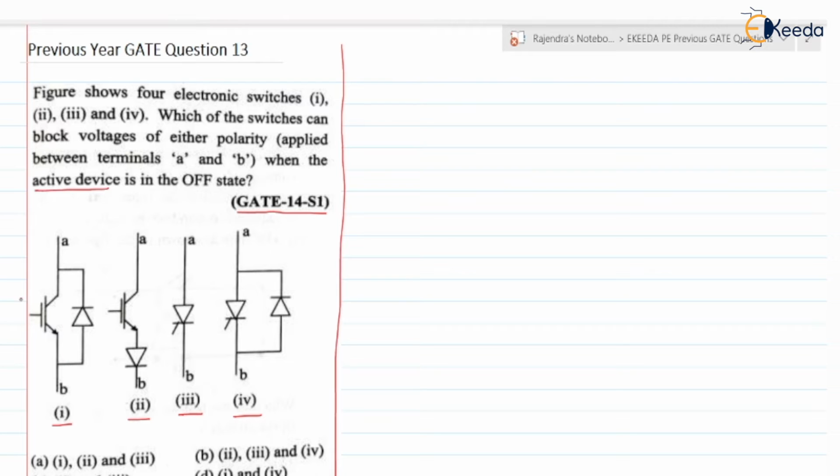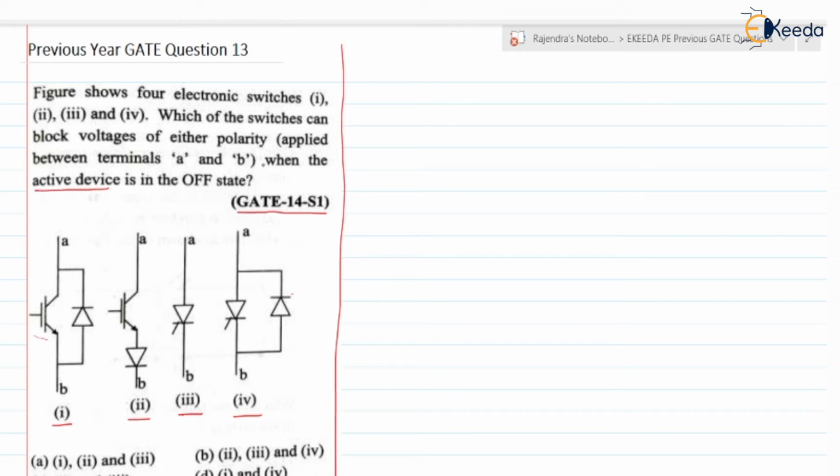Active device means what? In the first switch, here we are having the IGBT, right? It is the active device. Here also the IGBT is the active device. Here SCR is the active device. Here SCR is the active device. Means the diode is not the active device, so it is an uncontrolled device.